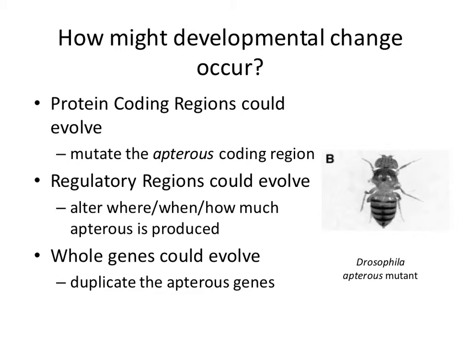So if you flip to the next slide, you'll see a few different examples under each of these bullet points. Protein coding regions evolving could be, say, mutating the actual coding sequence of the apterous gene. Regulatory regions evolving might involve altering where or when or how much of the apterous protein is produced, and the evolution of whole genes might mean that you delete the apterous gene.